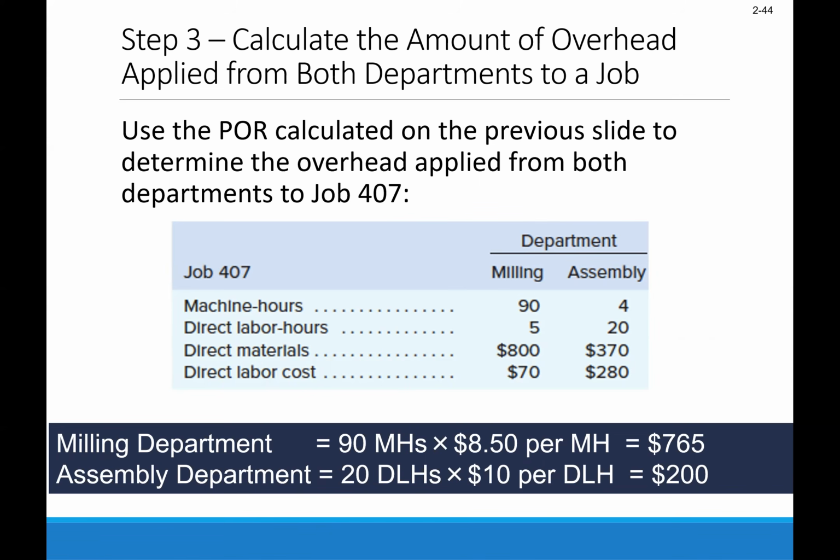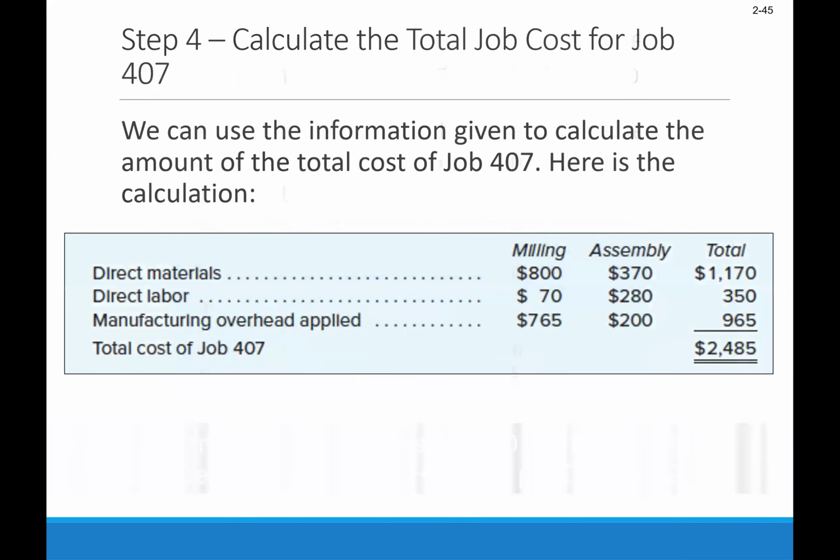So to determine all the costs, we've got our direct materials, our direct labor for milling, 870, and we've got our milling department's overhead of 765. For assembly, we've got the direct materials of 370, the direct labor of 280, along with our assembly department overhead of 200. Okay, we total all that together. The cost of this job would be $2,485.